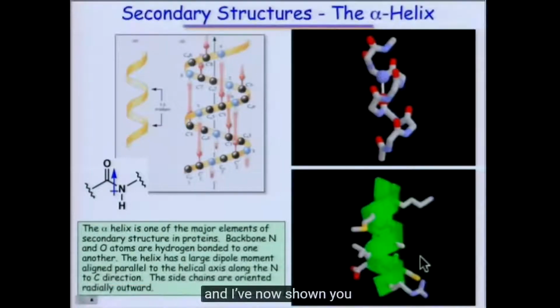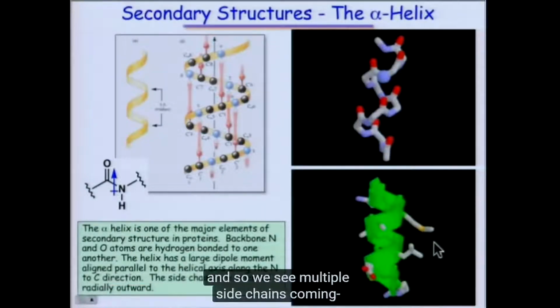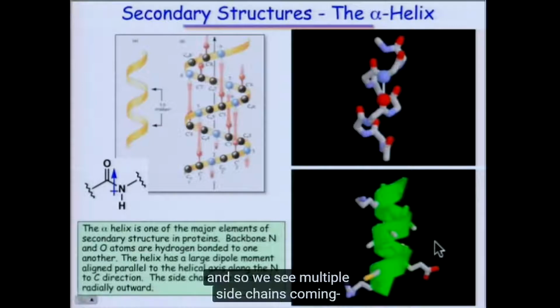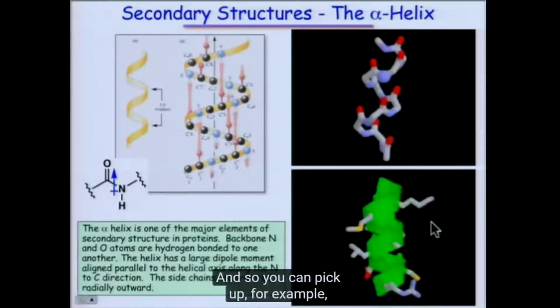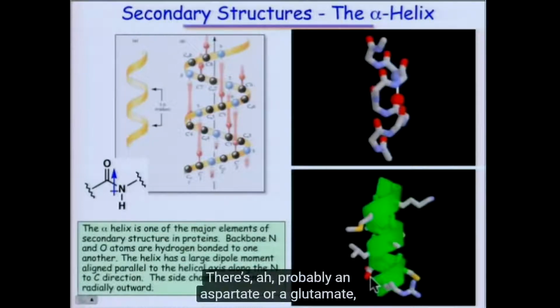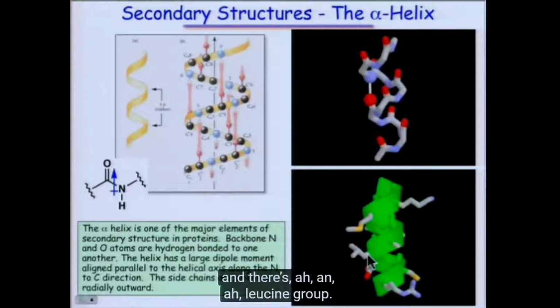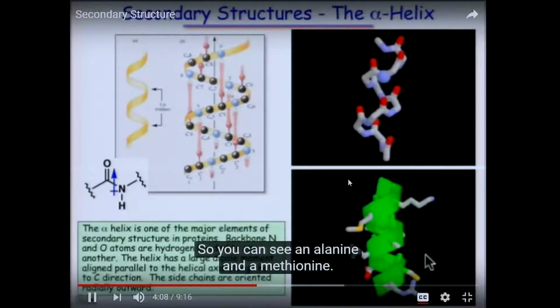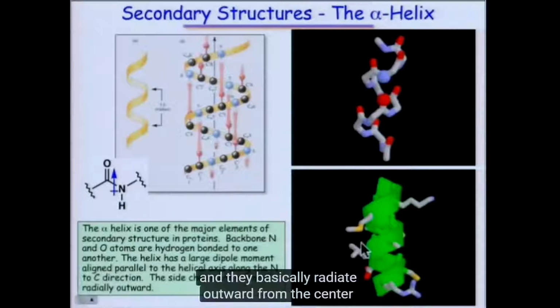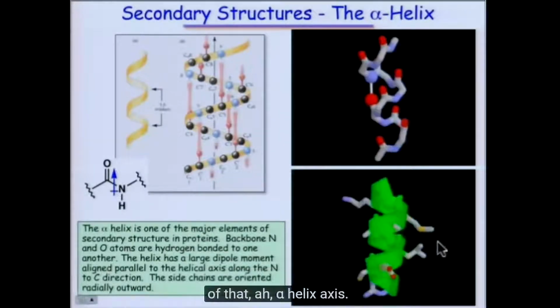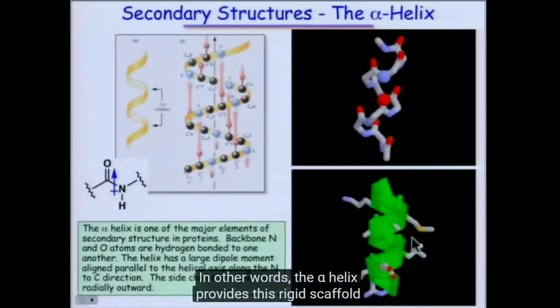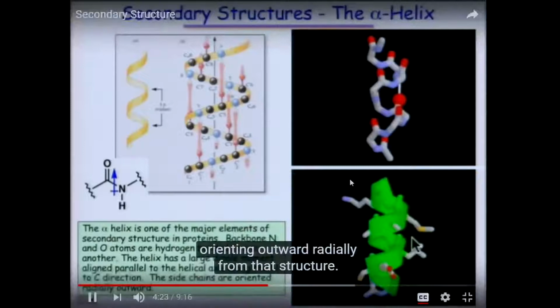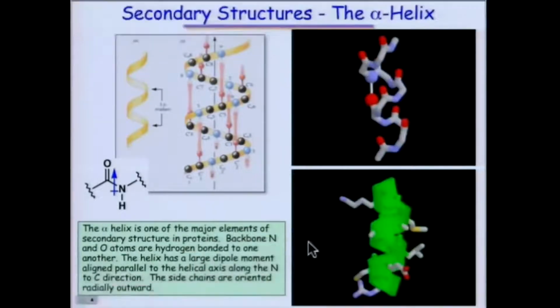We can also look at what's more or less the typical cartoon representation of the alpha helix. I've now shown you where the side chains are projecting. And so we see multiple side chains radiating outward from that alpha helix. You can pick up, for example, a lysine, an arginine, a cysteine, probably an aspartate or a glutamate, and a leucine group. You can also see an alanine and a methionine. There are all kinds of side chains, and they basically radiate outward from the center of that alpha helix axis. In other words, the alpha helix provides a rigid scaffold which projects the side chains, orienting them outward radially from that structure.